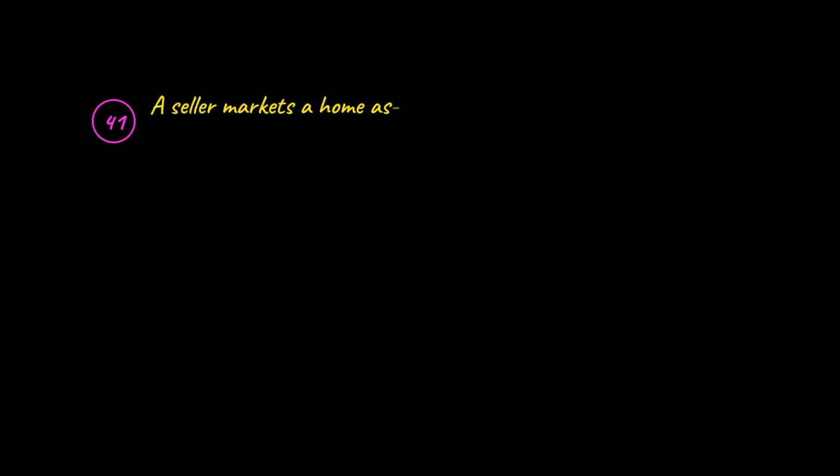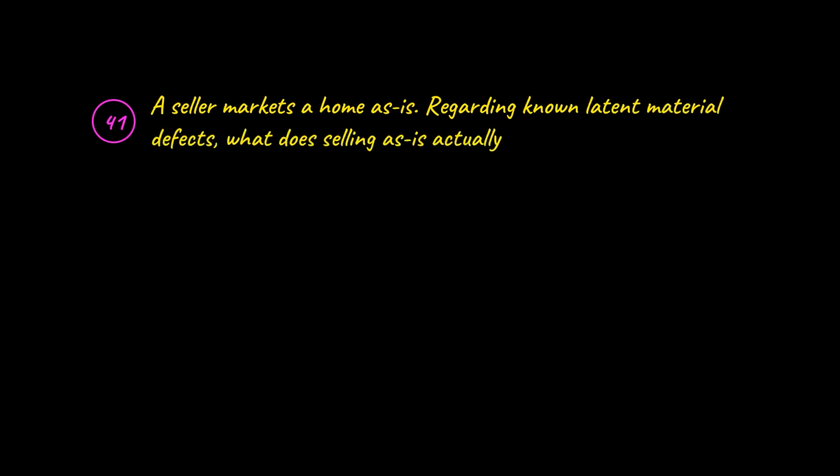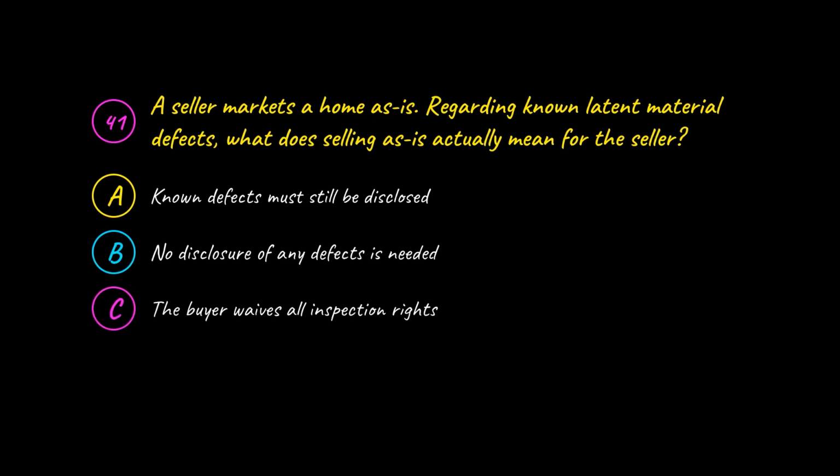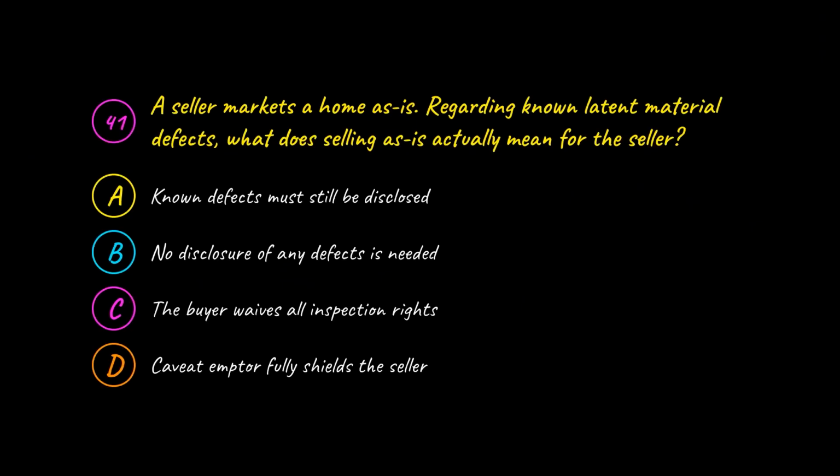Question 41. A seller markets a home as is. Regarding known latent material defects, what does selling as is actually mean for the seller? Your options are: A, known defects must still be disclosed; B, no disclosure of any defects is needed; C, the buyer waives all inspection rights; D, caveat emptor fully shields the seller. Which one is it? Pause the video if you need more time.